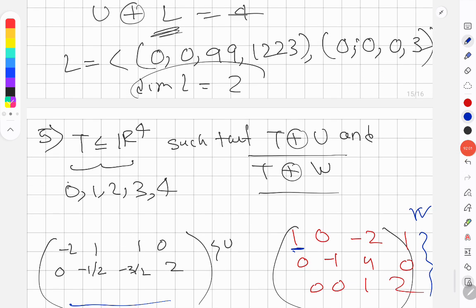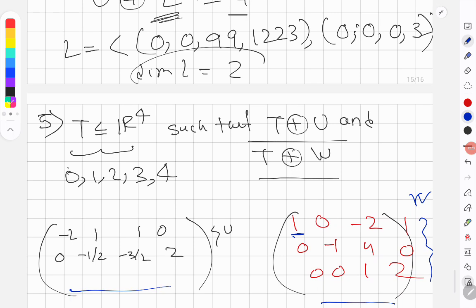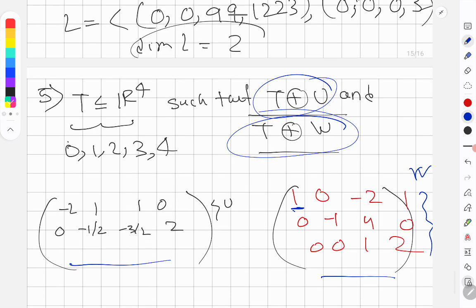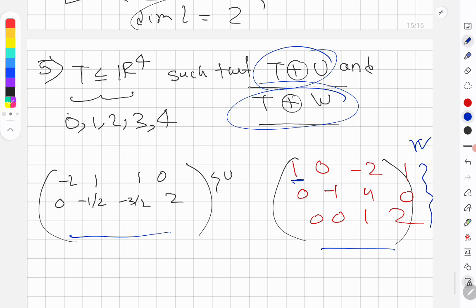Okay, I forgot to start the video. So now we have to find T, whose dimension can be 0, 1, 2, 3, or 4, and it should be a direct sum with U, and also a direct sum with W. So I wrote the basis of U and W in the epsilon form. Now we just need to find out the T.